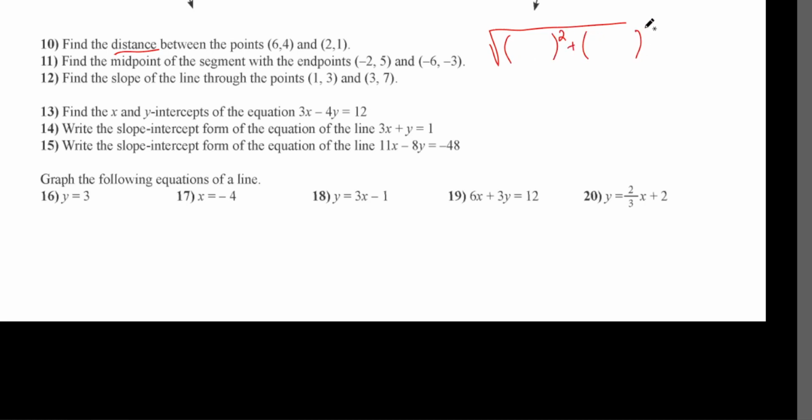Do you guys do this or not? When you do this problem? That's what I do. I do this. Now, you got to know what to do inside of here.